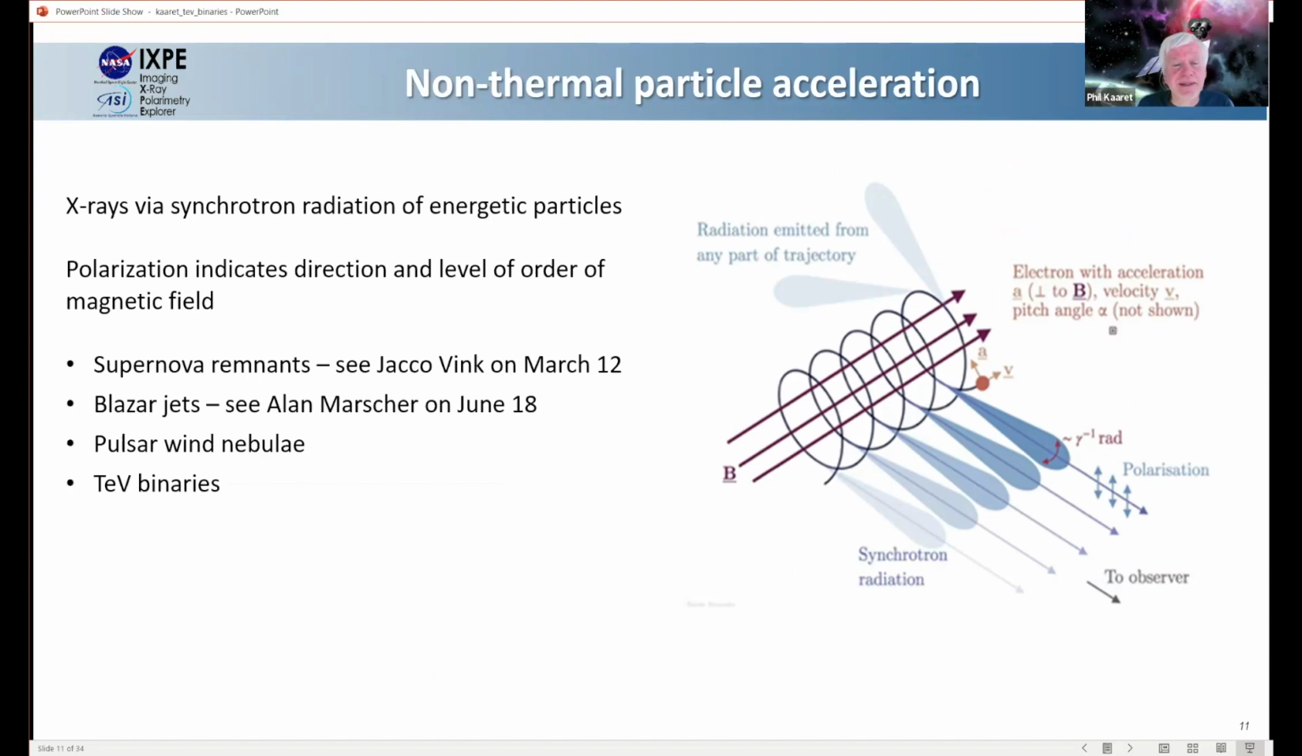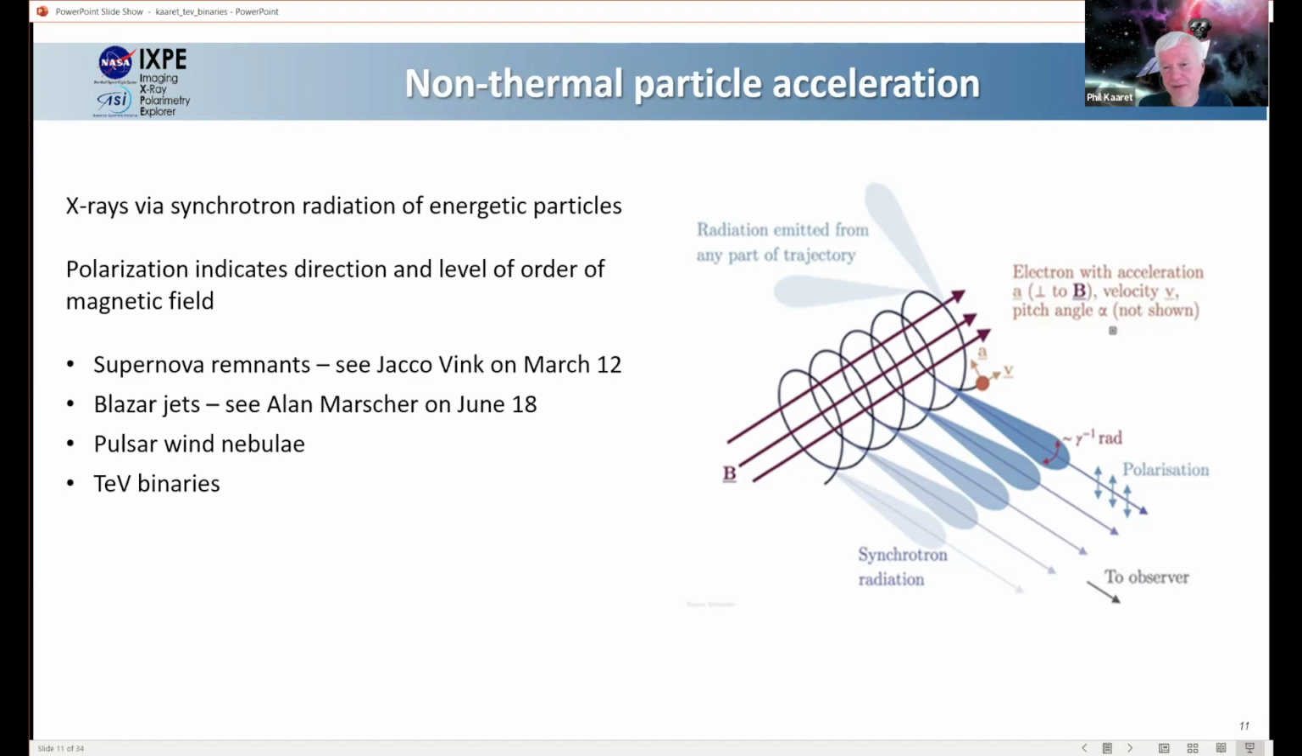And in these cases, the X-rays will be made by synchrotron radiation. The figure shown here is just a classic, from somebody's textbook. If you have an energetic particle gyrating around in a magnetic field, it moves in a helix and it produces synchrotron radiation, and the EVPA is perpendicular to the magnetic field. So from the direction of the X-ray polarization, you can get the direction of the magnetic field.